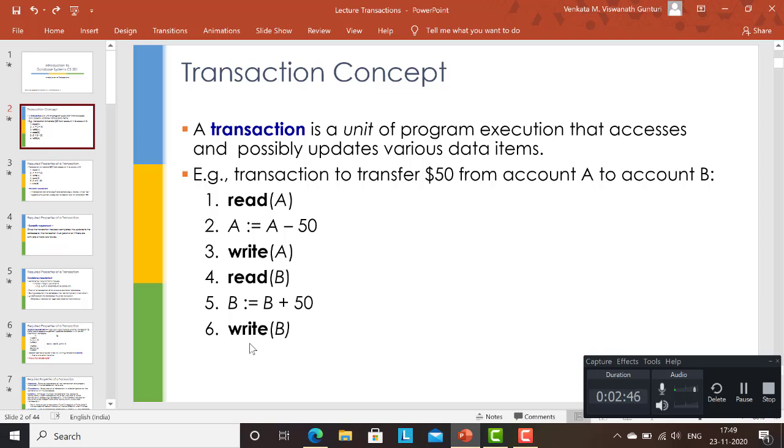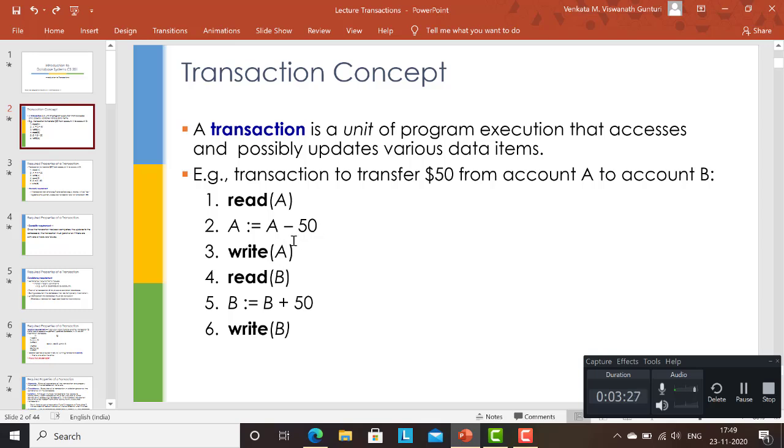Here I'm just illustrating a very simple transaction. In this transaction, we are transferring $50 from account A to another account B. I'm calling this one transaction, but if you were to implement this in your database application, it would be a couple of SQL statements. First, this will be a select star from where clause kind of SQL statement.